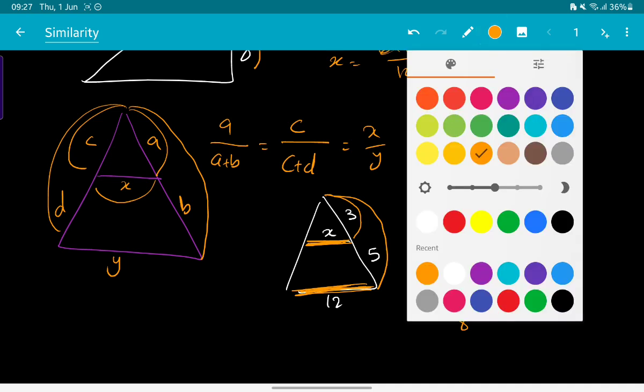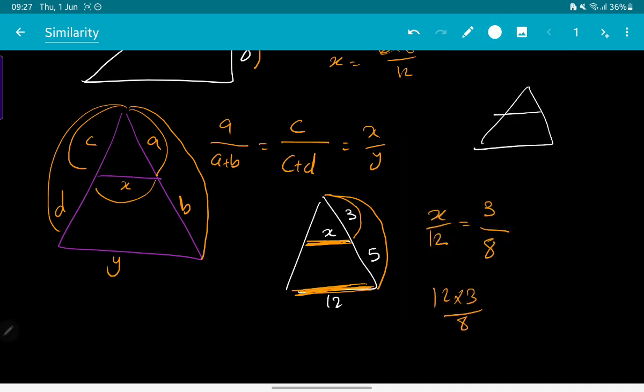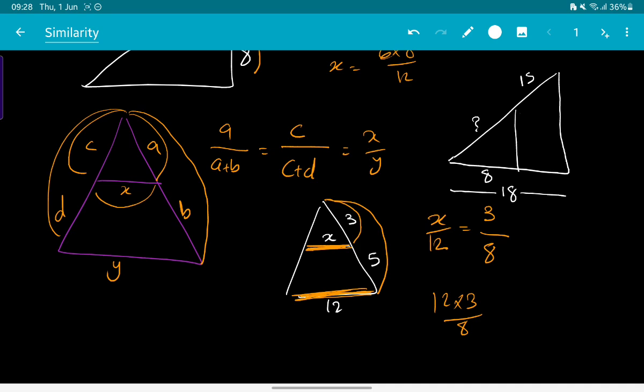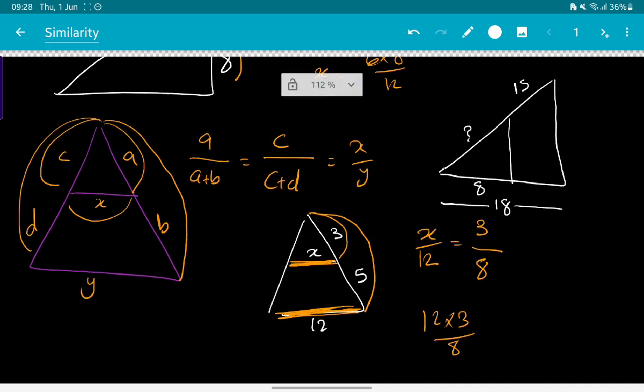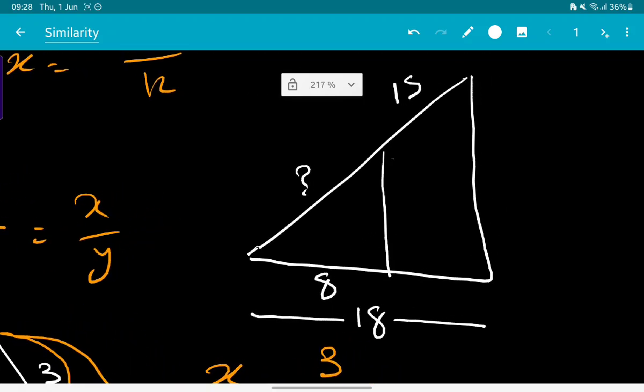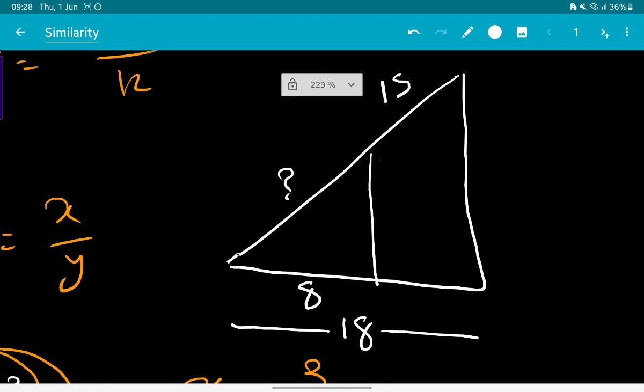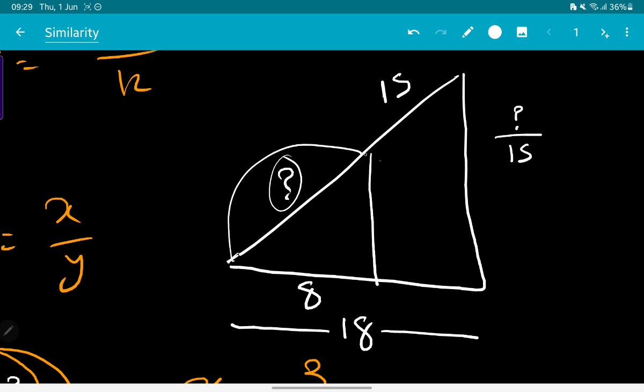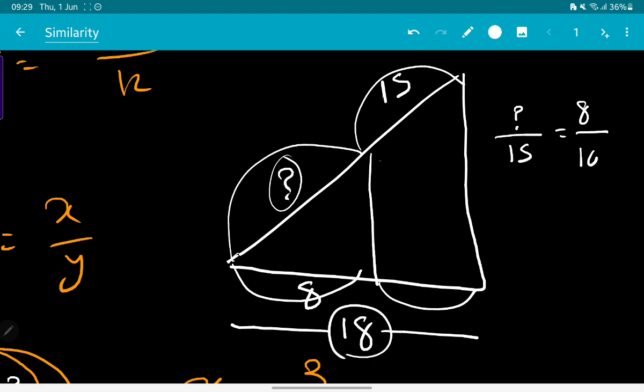Okay, the same idea with a different example. To find this question mark, it's a part over 15. You divide this into a question mark and 15, so you should divide this into 8 and the rest of 18, which is 10, because 18 is the whole side, and we took 8 from this side, so we still have 10 here, and you do cross multiplication.